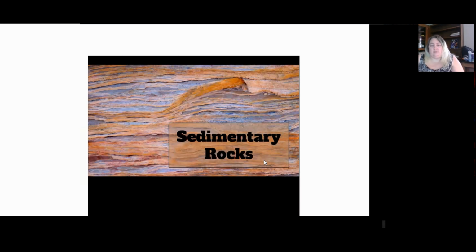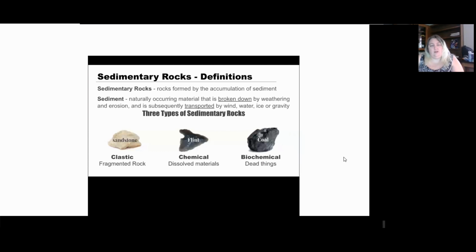So let's talk about sedimentary rocks. A sedimentary rock is formed by accumulation of sediment, thus the name sedimentary. A sediment is any kind of particle, any material that has been broken down by weathering and erosion. So it's naturally occurring. It was part of a larger item, and weathering and erosion has broken it down into smaller bits. It's then transported by wind, water, ice, or gravity. It's carried off to a new place where it is then deposited again. And it becomes this new type of rock.